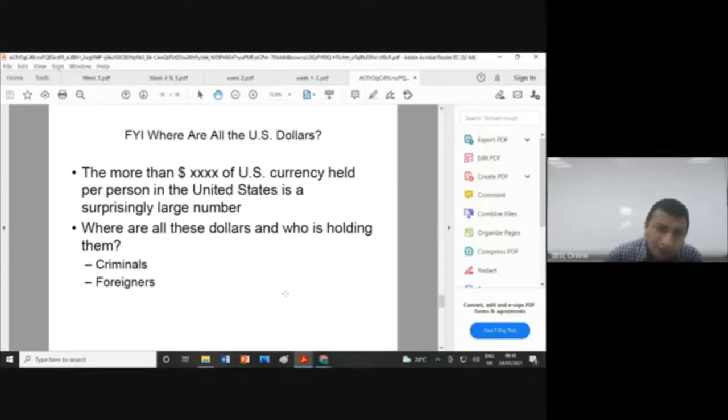So interestingly, you can figure out these numbers as we move on, with some questions also to be asked in the form of, where are all the US dollars that have been put into circulation by the Federal Reserve.